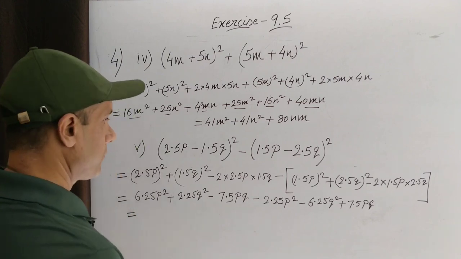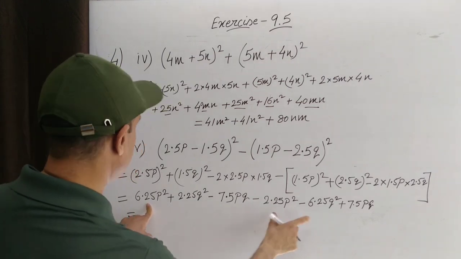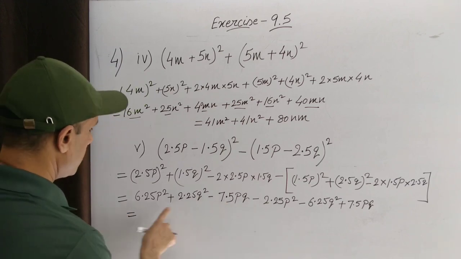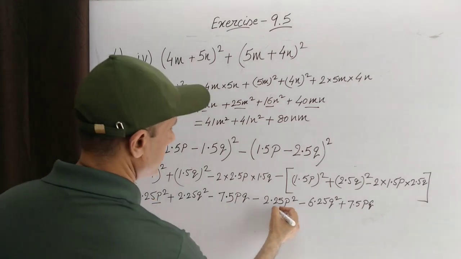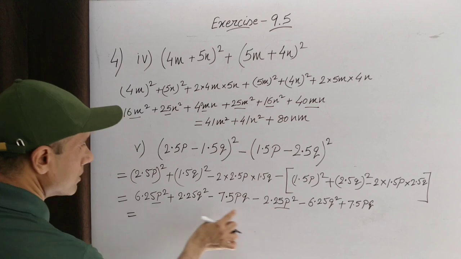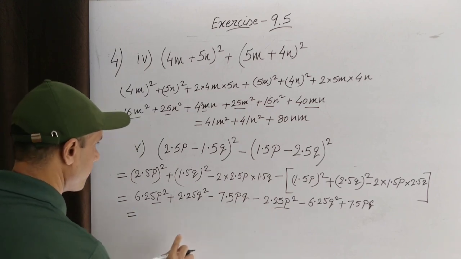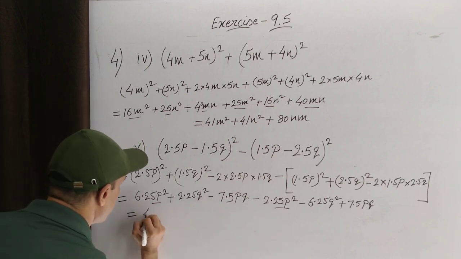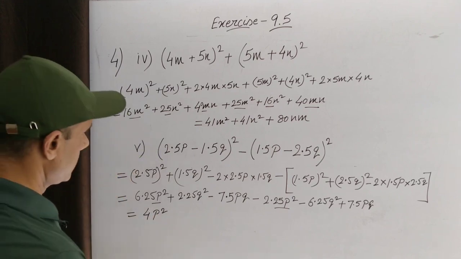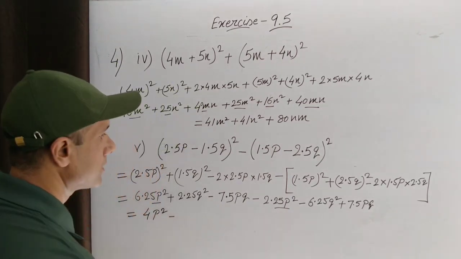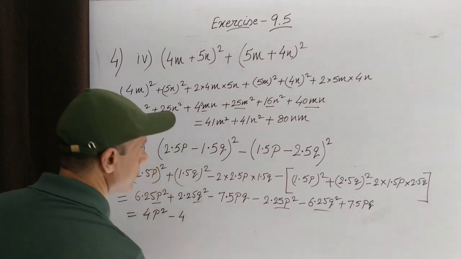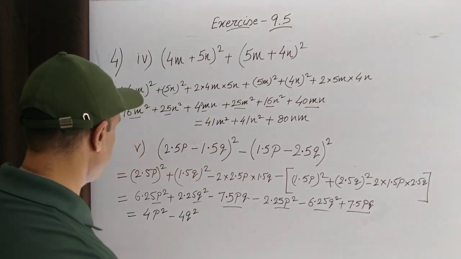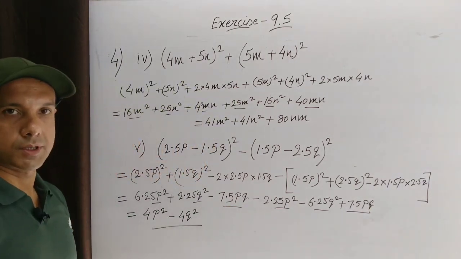We solve further, we have p square, so we have here 6.25p square and 2.25, so you'll get 6.25 minus 2.25, so we get this as 4p square. Same way, we'll have a minus 4q square, and we'll have this nullified with this. So this will be our result. Clear?